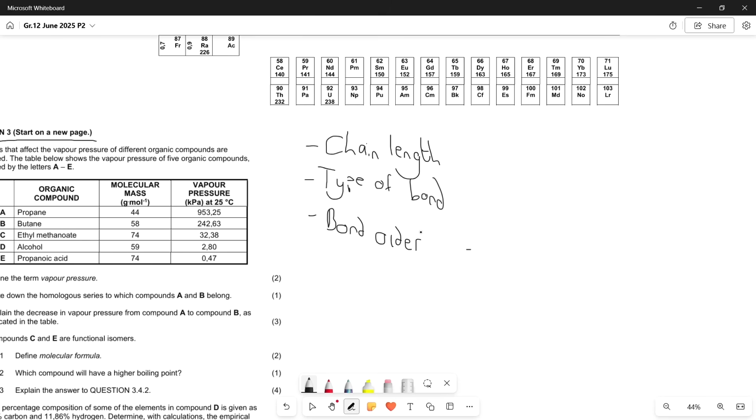And then we have our bond order. This is the last thing. It is the least important. The most important is type of bond. That happens first. Chain length is what we rank second, and then bond order is what we rank third.